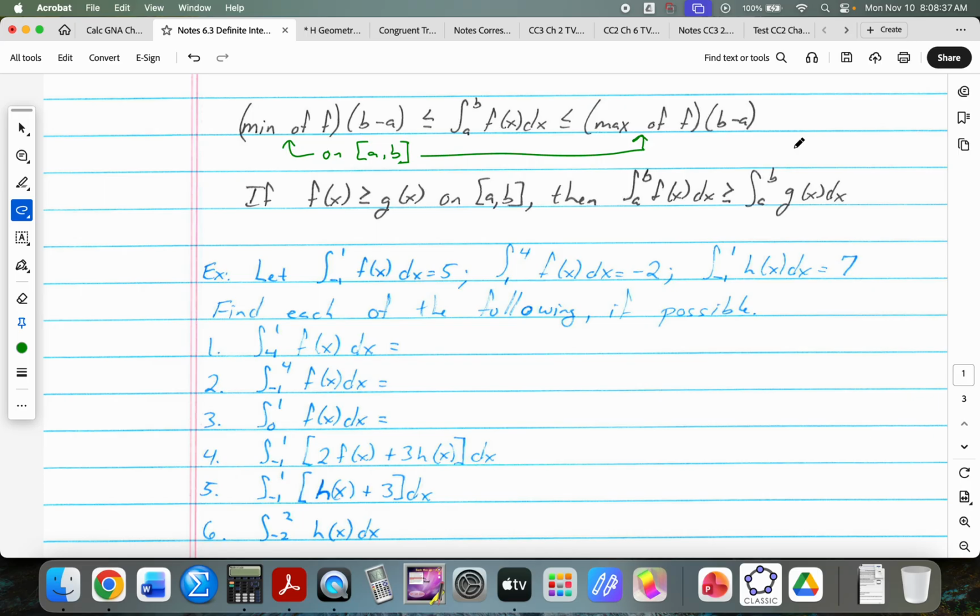Okay, so occasionally you get asked questions about this, but this is actually more helpful for thinking about whether my answer is reasonable or not. And last but not least, if f of x is greater than or equal to g of x on the closed interval from A to B, then the integral from A to B of f of x dx is greater than or equal to the integral from A to B of g of x dx. If one of them is higher than the other on the same width interval, it should have more area underneath it.